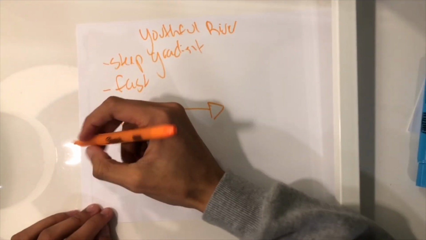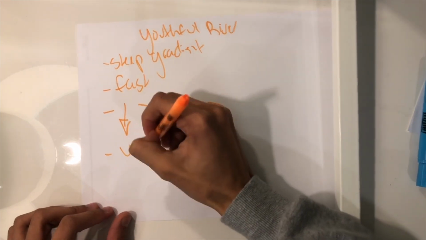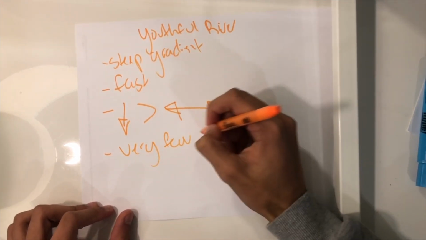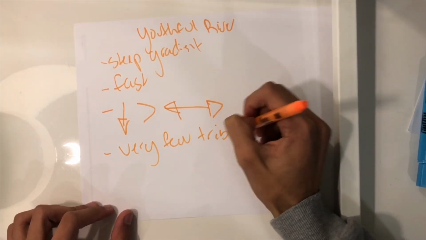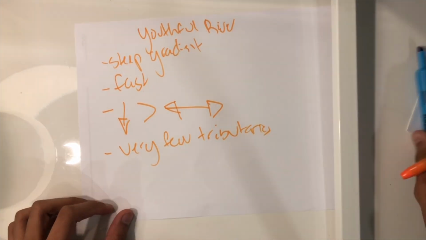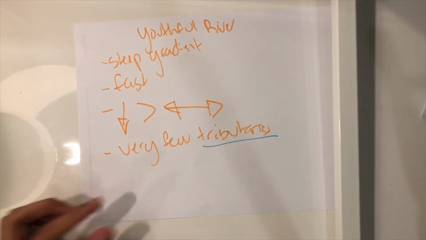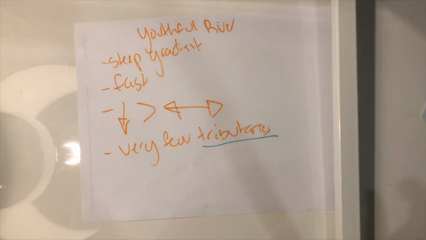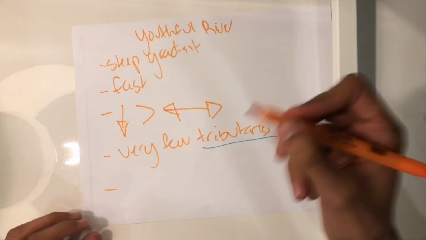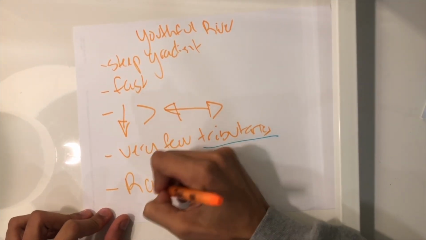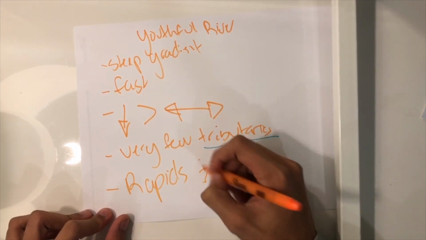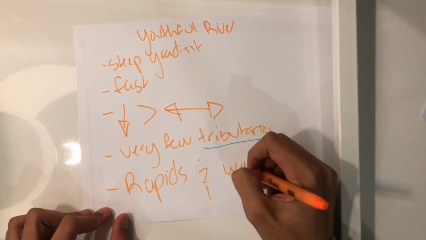The fourth thing is it has very few tributaries. Now, what is a tributary, you might ask? I'll get to that after. The fifth thing it has is rapids and waterfalls.